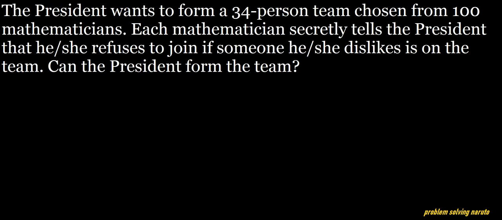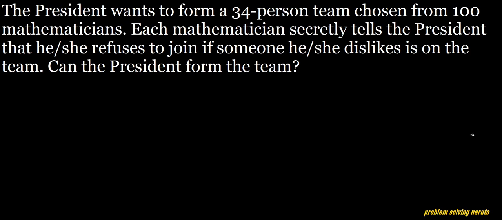It says that the president wants to form a 34-person team chosen from 100 mathematicians, but each mathematician has someone that he doesn't like, and if that person is on the team, then he won't join it. So the question is, is it possible for the president to form the team? Please have a try before continuing watching.